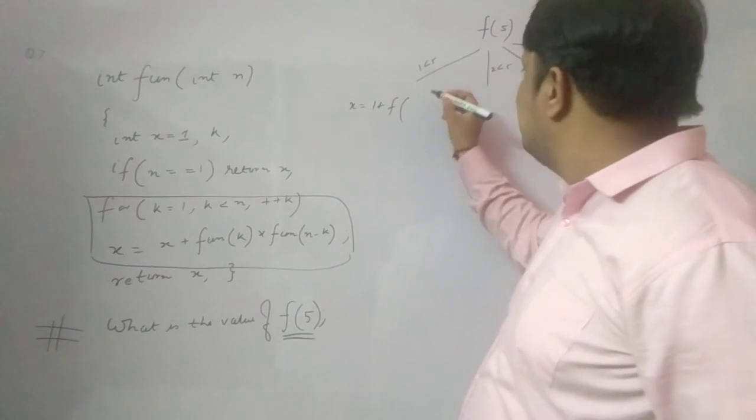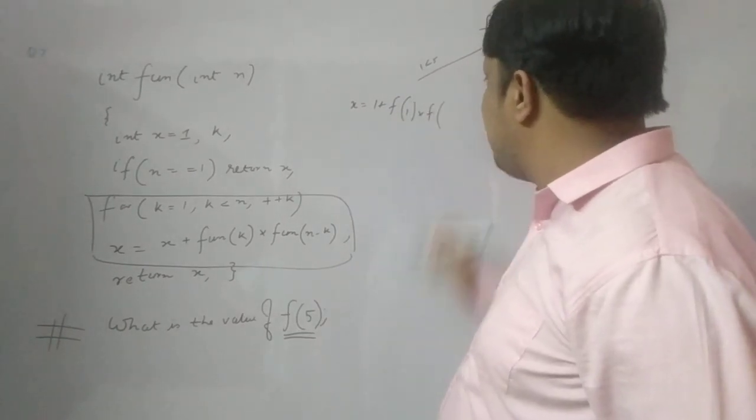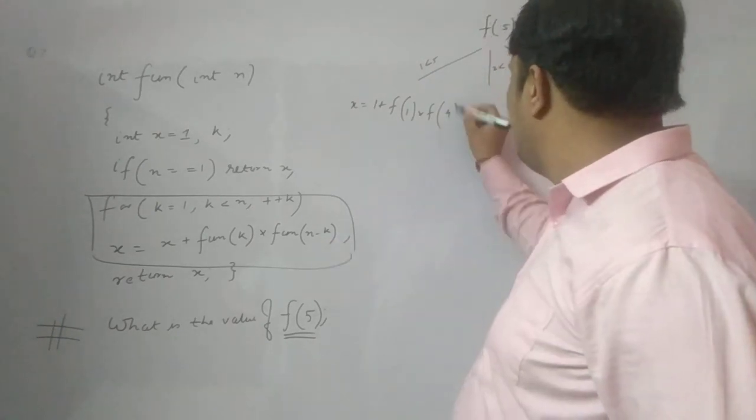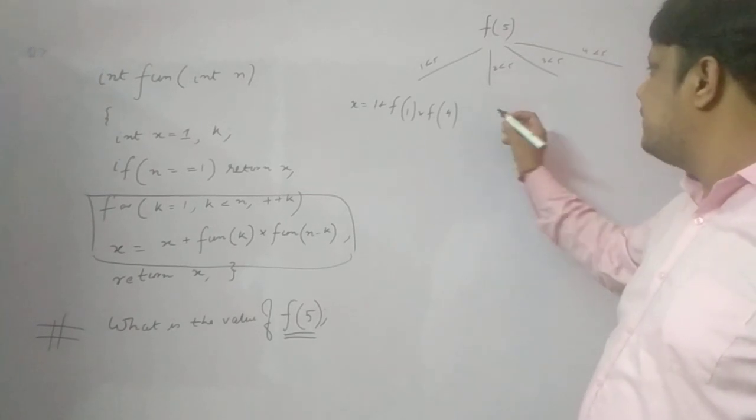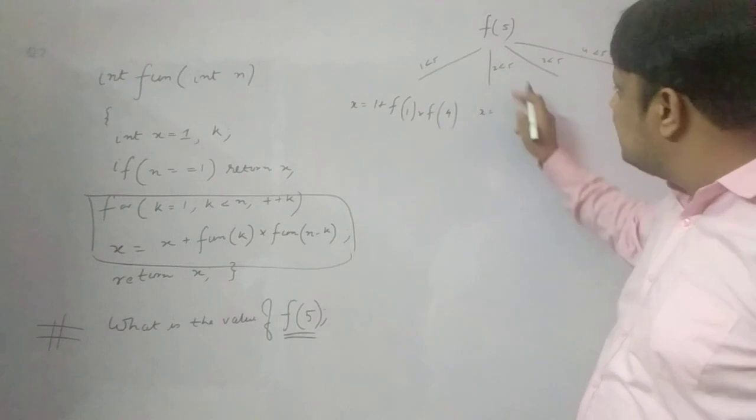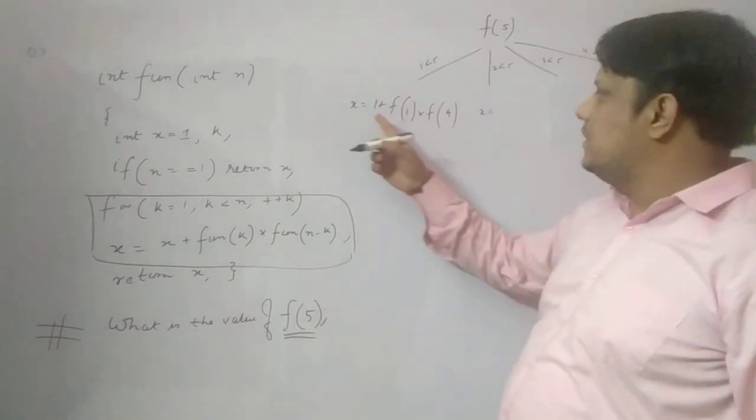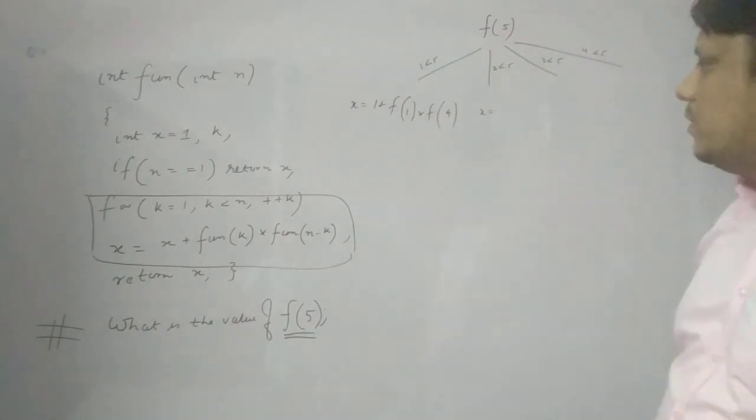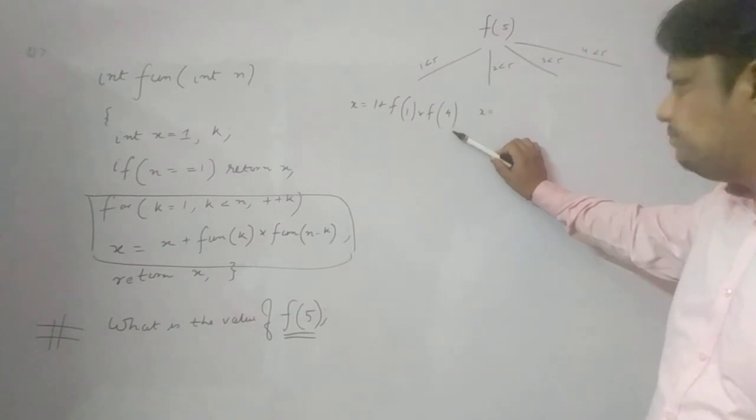So 1 plus function, the value of k is 1, so 1 multiplied by function of n minus k. The value of n is 5, and 5 minus 1 is 4, right? Now similarly, when you call this function for 2 less than 5, it becomes x is equal to, then we'll be calling 3 less than 5, 4 less than 5. Now we have to call this function. x is equal to 1 plus function 1 into f4. Now since the value of n is 4, we will have to call this function.